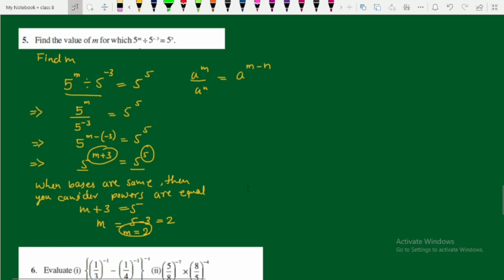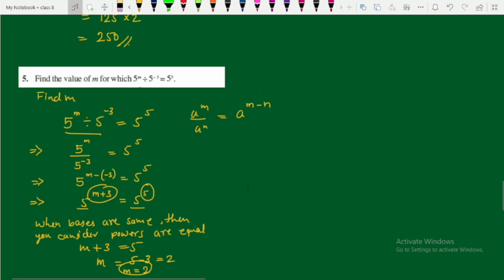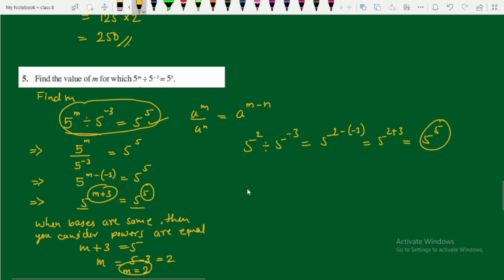Yes, in this way you can simplify to find the value of m. If you want, you can verify by putting m equal to 2, and check whether we get the RHS or not. 5 raised to 2, which we got for m, divided by 5 raised to minus 3. Is it getting 5 raised to 5? Yes, we'll check. Using m minus n, 5 raised to 2 divided by 5 raised to minus 3, we can write 2 minus of minus 3. So we'll get 5 raised to 2 plus 3, so we'll get 5 raised to 5, which is the RHS. Hence we can verify.